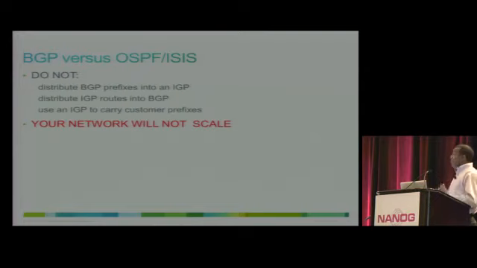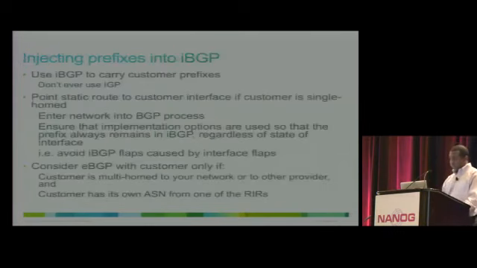These are very important. So how do we inject routes into BGP? We'll discuss that later on, but it's not by distributing IGP into BGP. You have to inject specific prefixes using network statements and static routes instead of just distributing routes. So again, use IBGP to carry customer prefixes of that ISP essentially.